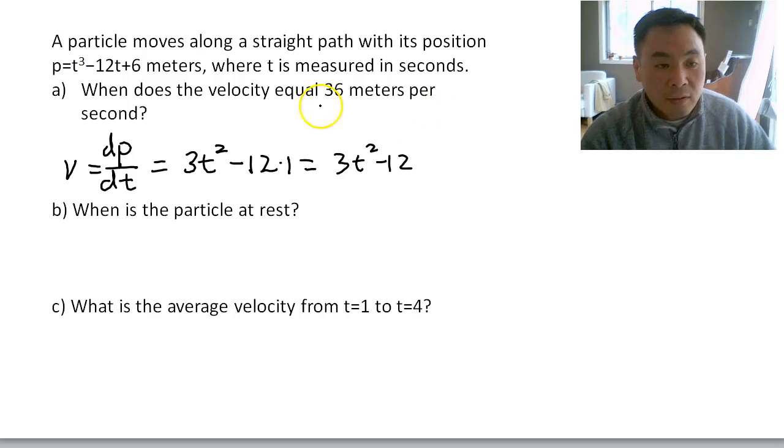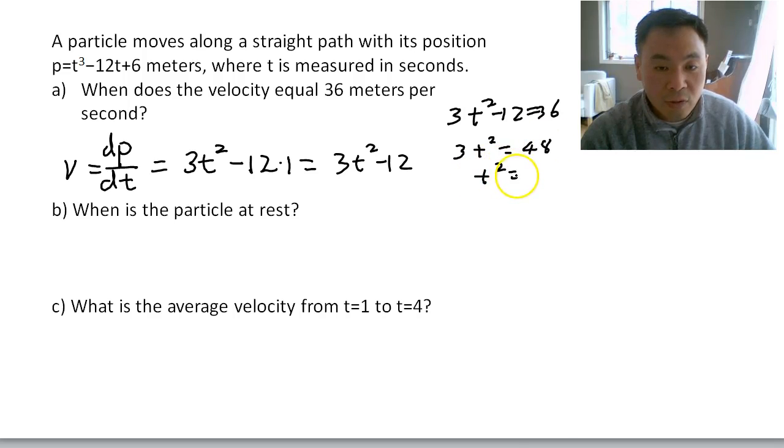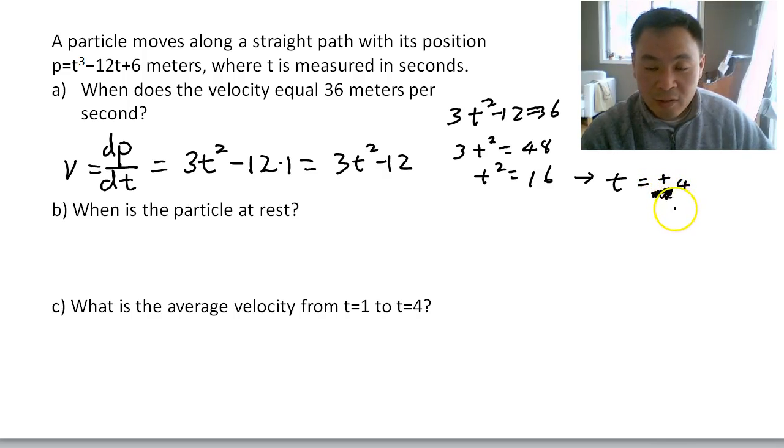Okay, so when does this equal 36? Let's try to solve that. 3t squared minus 12 equals 36. 3t squared equals 48. t squared equals, if you divide 48 by 3, you get 16. So finally you get t equals plus or minus 4. But we are only looking at after the beginning. t equals 0 is the initial time. So we are not going to think about the negative one, so the only answer is t equals 4 seconds.